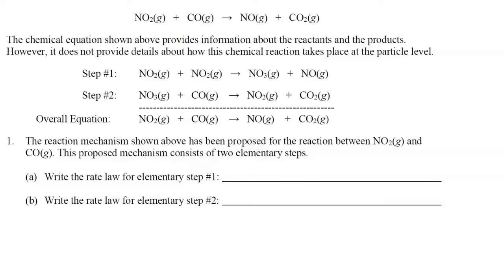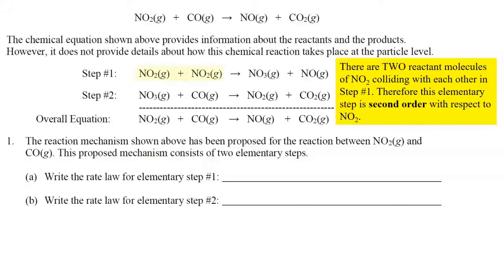So we have a reaction mechanism, and this has been proposed for the reaction between NO2 and CO. The proposed mechanism consists of 2 elementary steps. Part A, write the rate law for elementary step number 1.